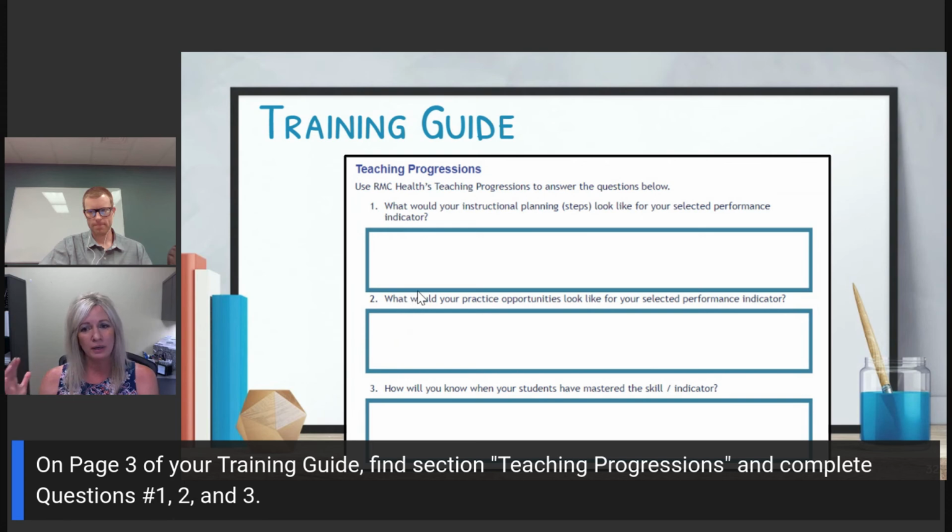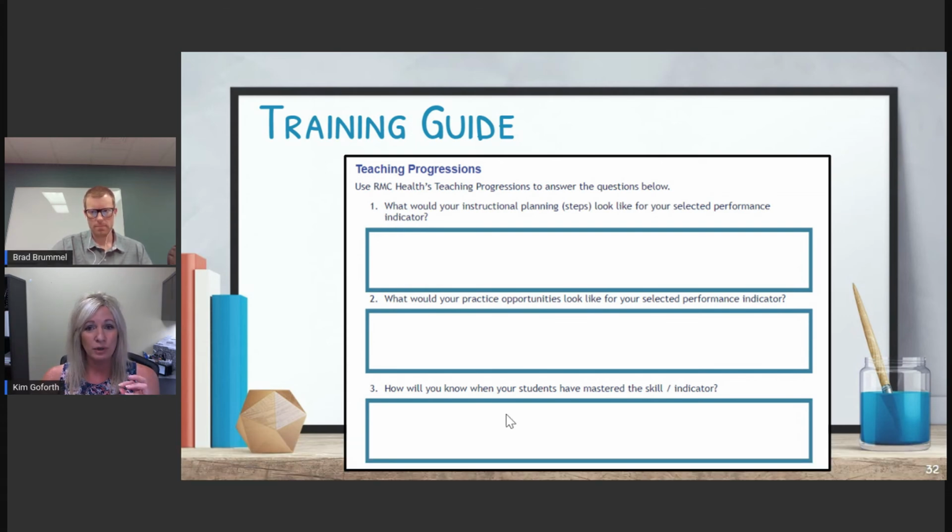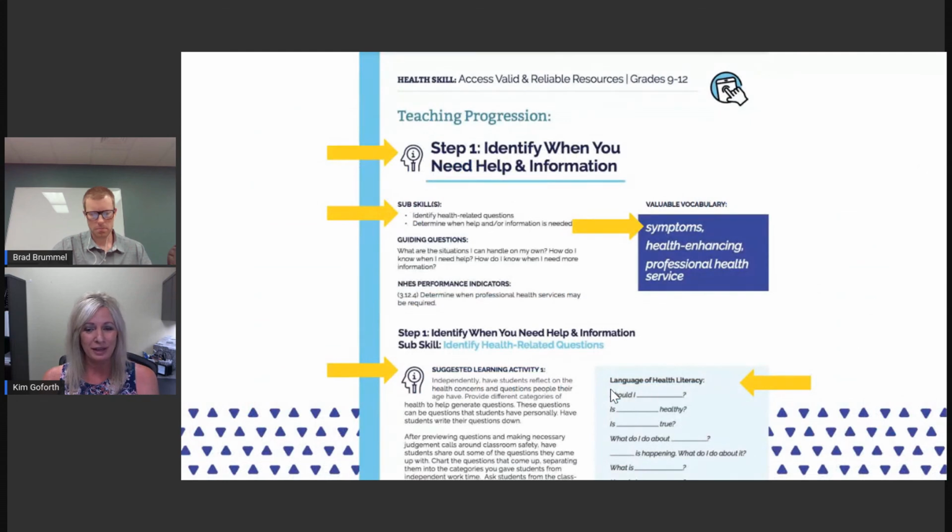So get your head around some of these instructional practices, the planning opportunities that you have there for your kids. So take some time, fill out that training guide. And if you are looking for some help filling this section out, the health skill guides that Brad and I are referencing from RMC Health are a fantastic tool to use.